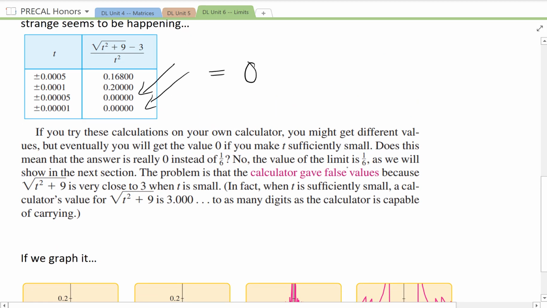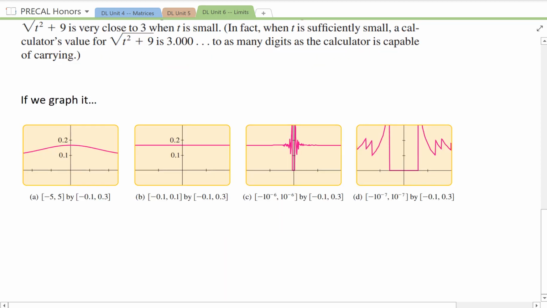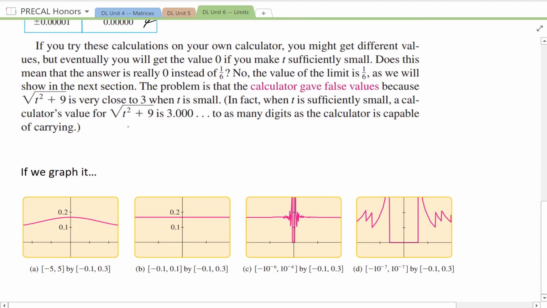Does this mean that the answer is really 0 instead of 1/6? No, it does not. The limit is 1/6. In fact, when t is sufficiently small, a calculator's value for the square root of t squared plus 9 is 3, as many digits as the calculator is capable of carrying out.